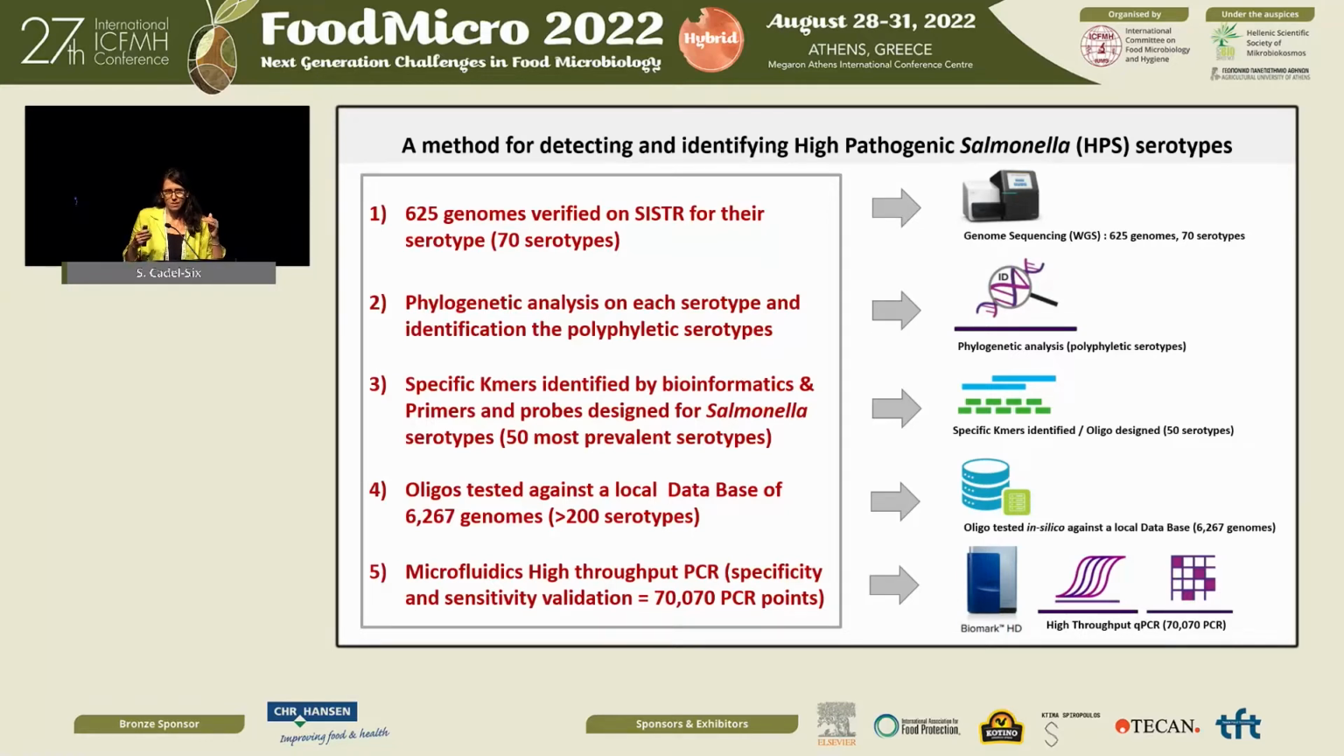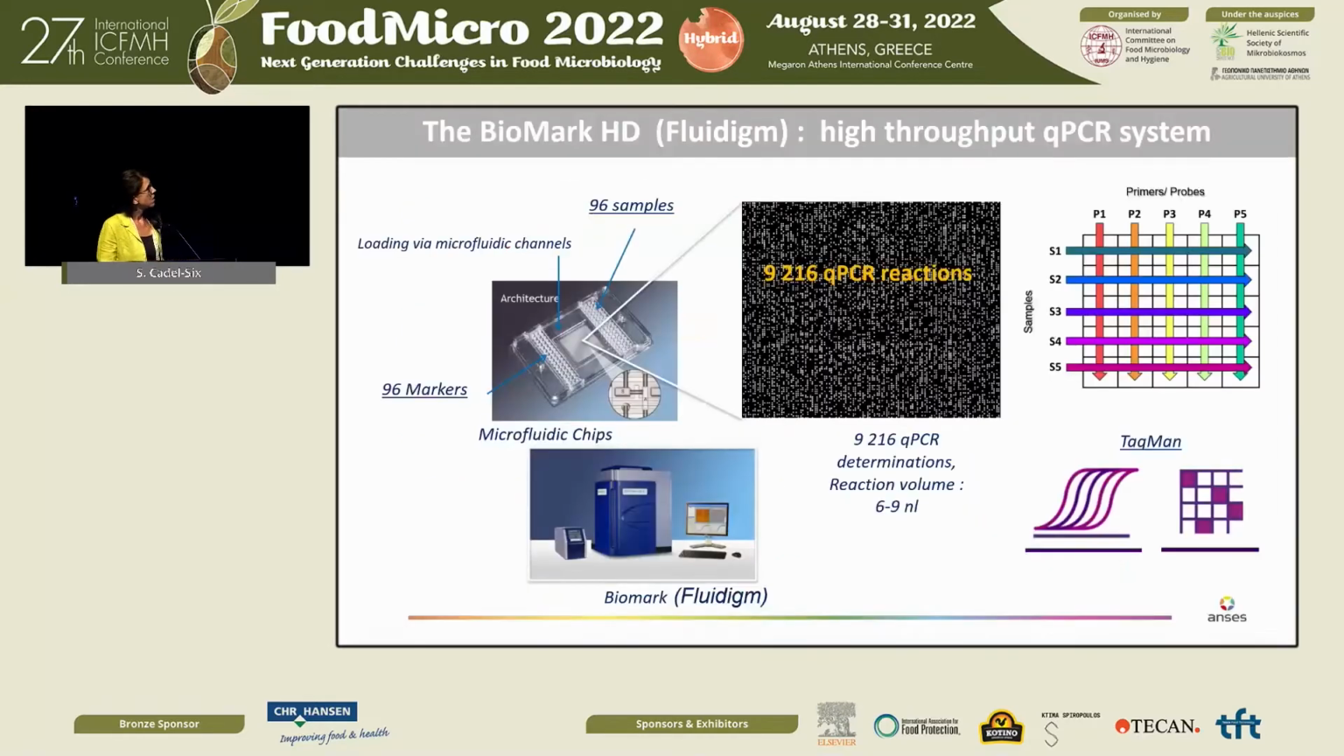The candidate markers were finally validated experimentally by high throughput qPCR, and the final validation was calculated on the basis of results of more than 70,000 PCR reactions. The great advantage of this validated method is the fact that we used a high throughput qPCR system based on chips in the Biomark system.